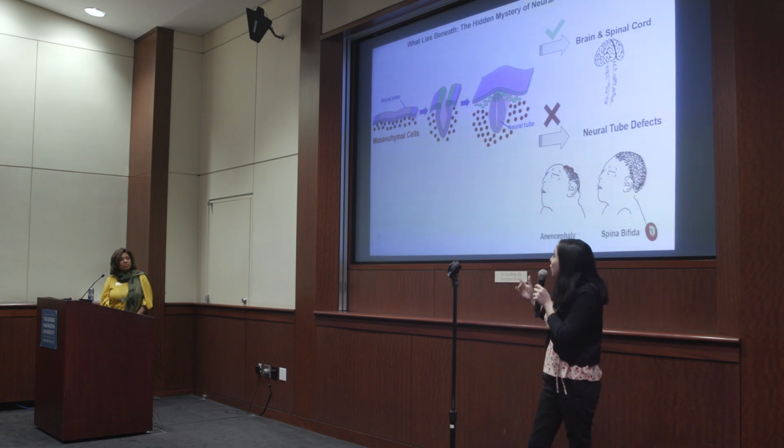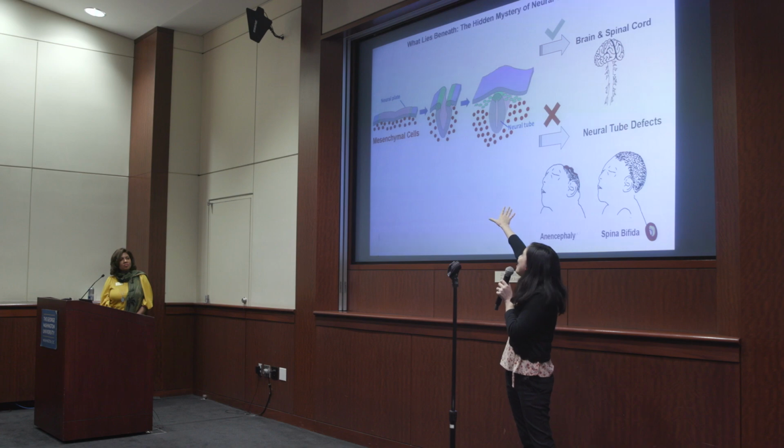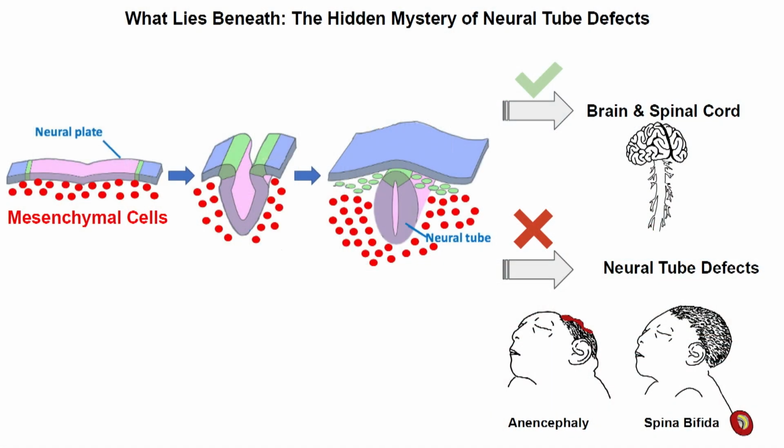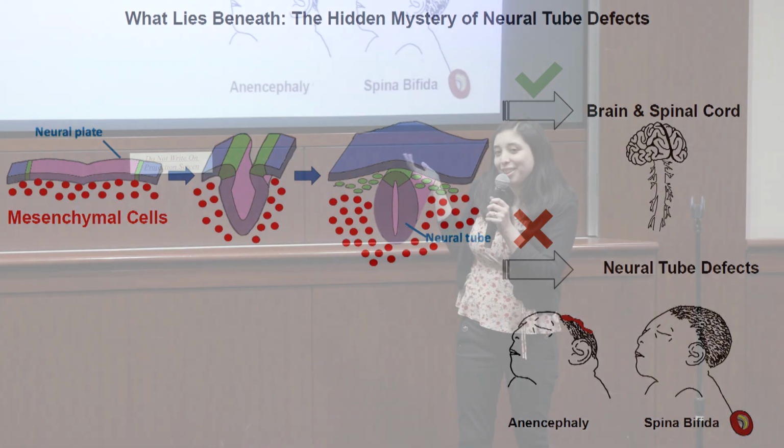So my research is focused on unlocking this new cell type, these mesenchymal cells, and how they may be presenting a new way to look at neural tube defects. These new insights will not only help us understand neural tube formation, but aid in the prevention of neural tube defects, saving lives. Thank you.